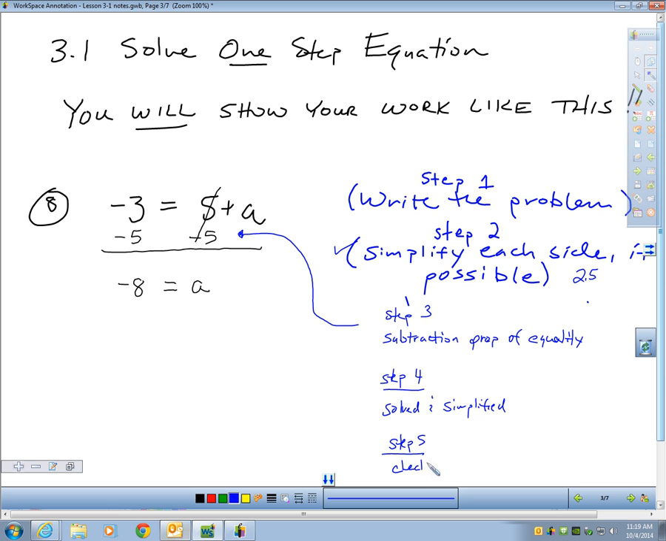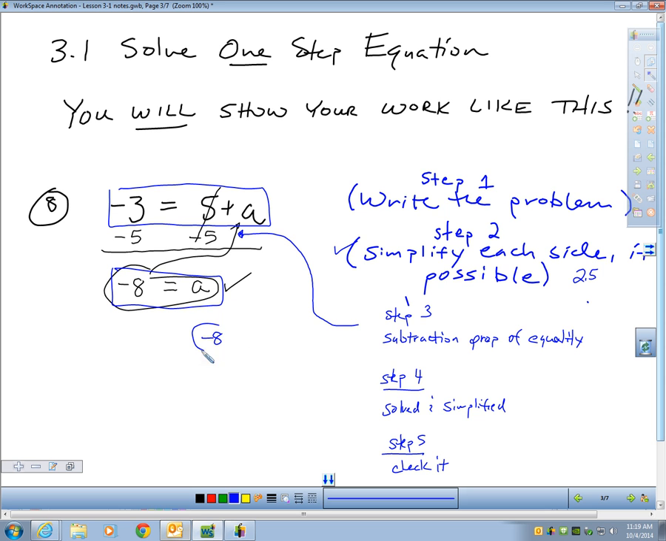It's always good to check it real quick. Step 5, let's check this. Let's see if negative 8 actually works. So let's try that. 5 plus negative 8 does give me negative 3. That's correct. So remember, this equation is equivalent to this one, because if I replace a with negative 8, it's a solution here. And if I put negative 8 in for a, it's a solution here. These are equivalent equations.